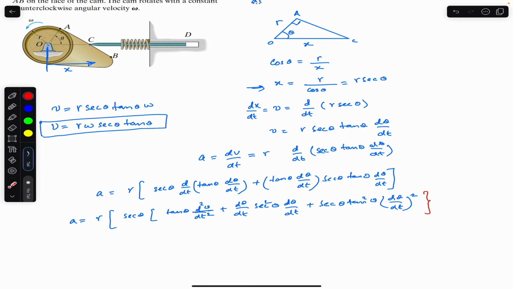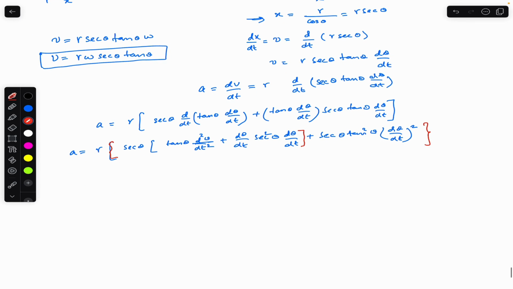We should know that this secant theta is only multiplied with this derivative, right? So this is the product rule, so we need to have a bracket here, and then we need to have that bracket here, right? So now we need to simplify this.